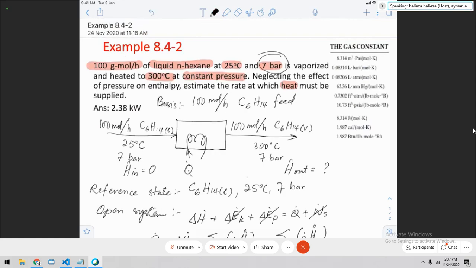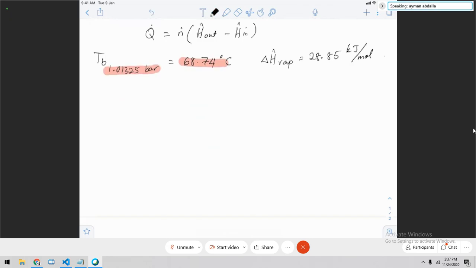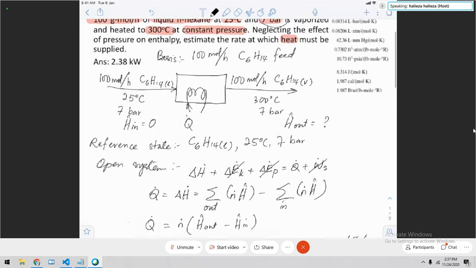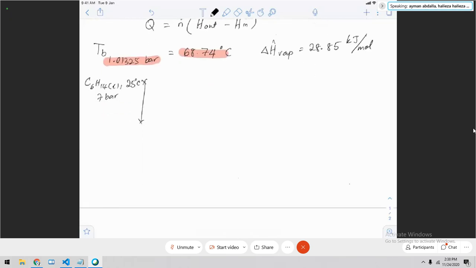I think for the first step, we go from 25 degrees centigrade and 7 bar to 1 bar. So actually, what are we doing? We're going to construct ourselves the hypothetical path. So the first condition is liquid, 7 bar, 25 degrees C. That is your starting point. So you're going to change it to what? Only the pressure, to 1.01325.